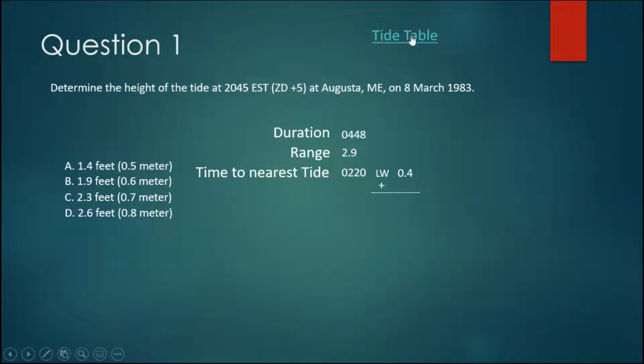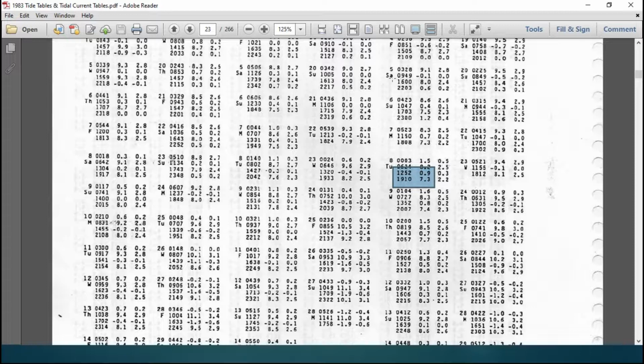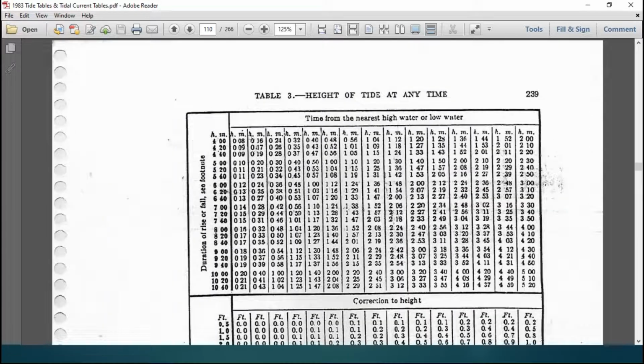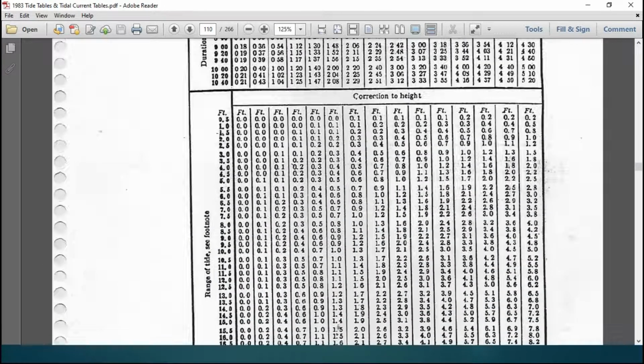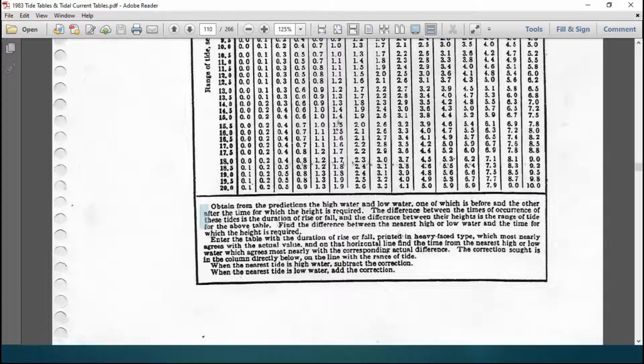Now we're going to go back to the tide table, and we're going to look for table 3. It comes right after table 2, and in the PDF that is on page 110. This is table 3. It's going to give us the height of the tide at any time. If you take a look at the bottom, there's some instructions here on how to use this table. For now, the main thing that we're going to concentrate on is right here.